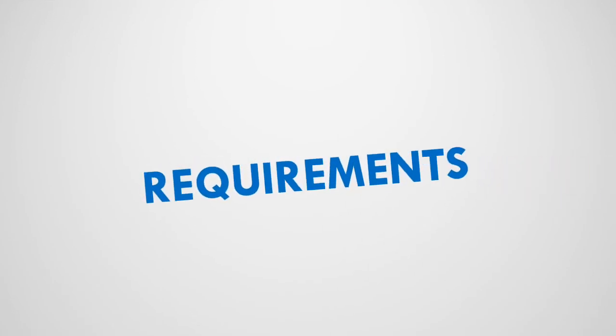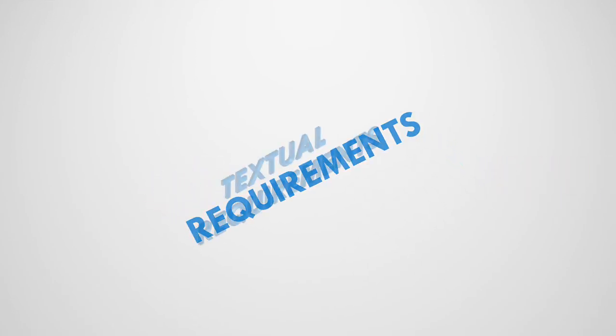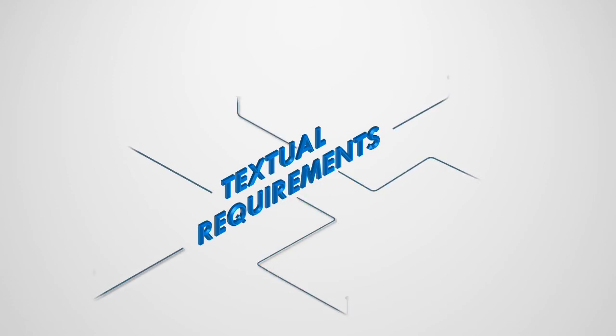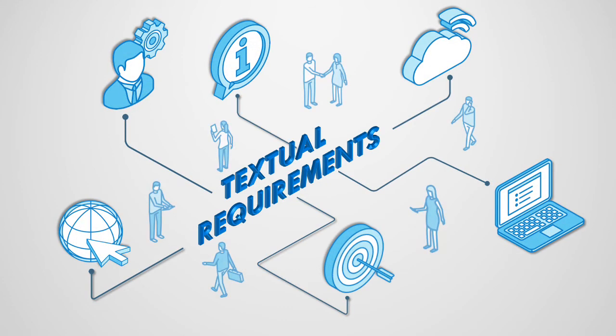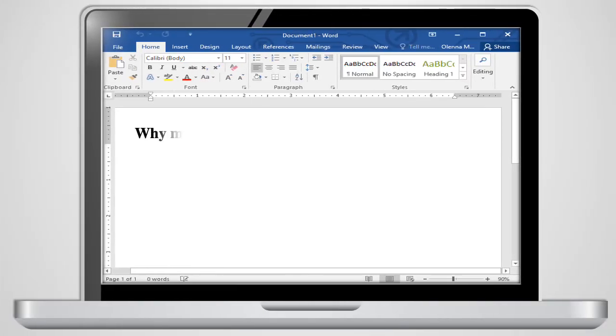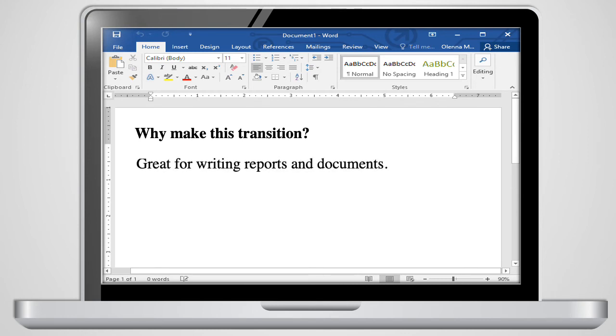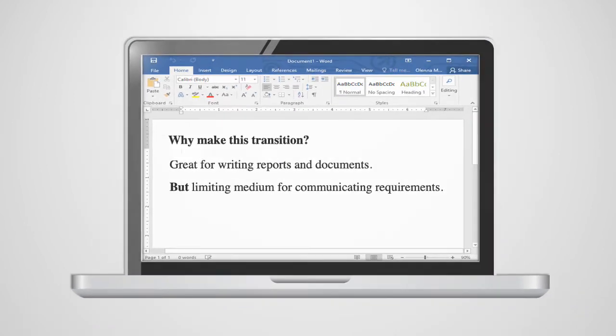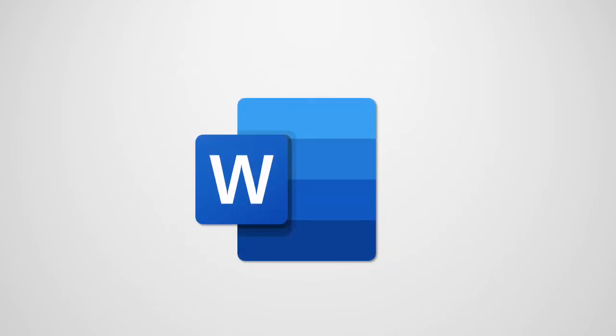Other organizations are certainly not standing still, and many are currently moving from textual requirements to model-based requirements for even more seamless digital integration between requirements and simulation and engineering models. But why make this transition? See, Microsoft Word is great for writing reports and documents, but is a very limiting medium for communicating requirements. When we capture a requirement in Word, in nearly all cases, we are recording a one-dimensional view of this need or constraint or functionality.